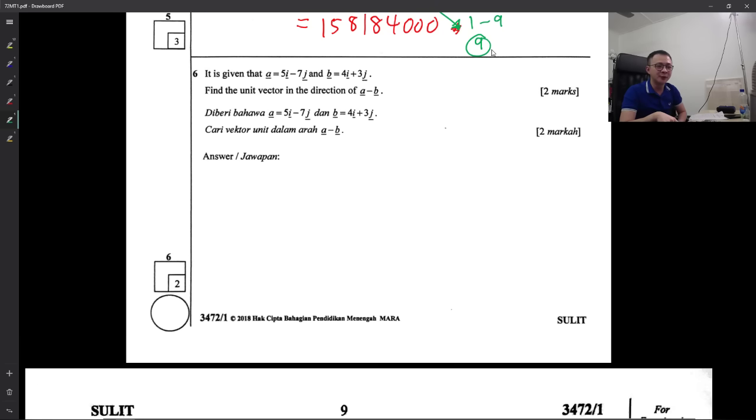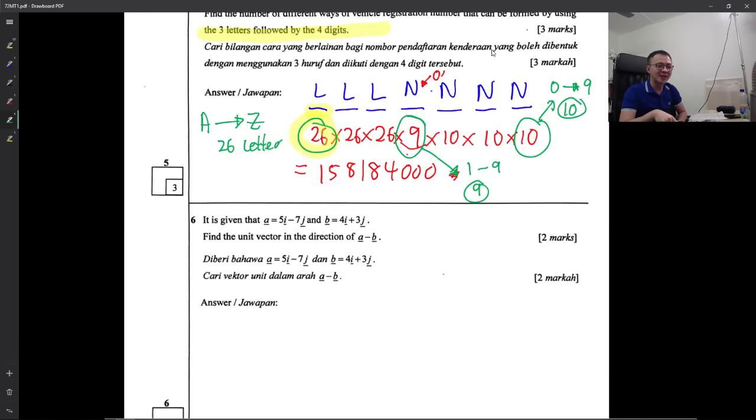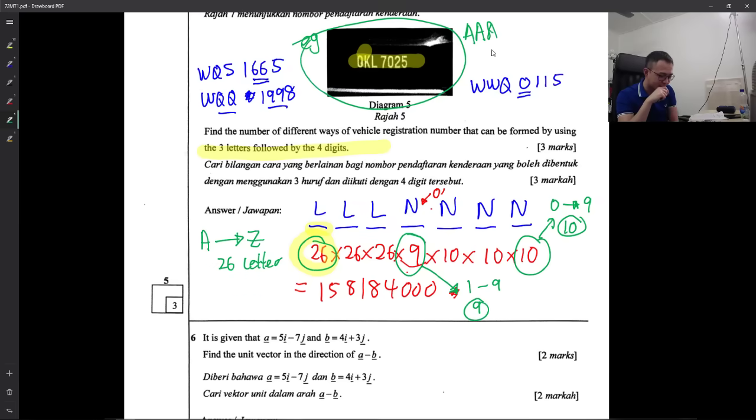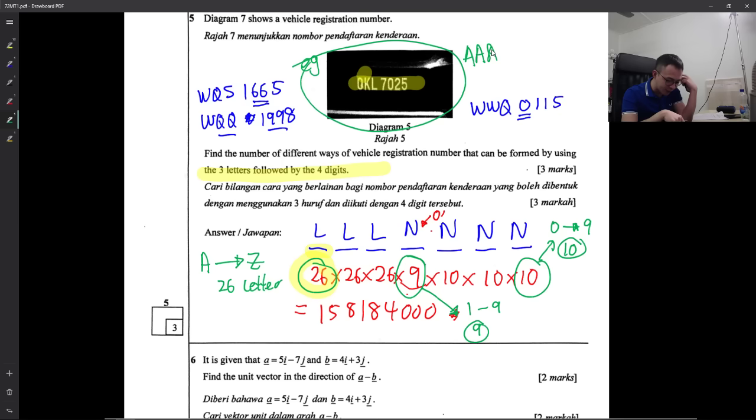Okay, so the answer is 108. Is it? Does the question say to find the number of different ways the vehicle number can be formed by using 3 letters followed by 4 digits? Maybe, but they just say 3 letters followed by 4 digits.